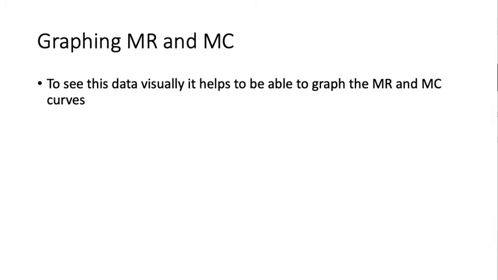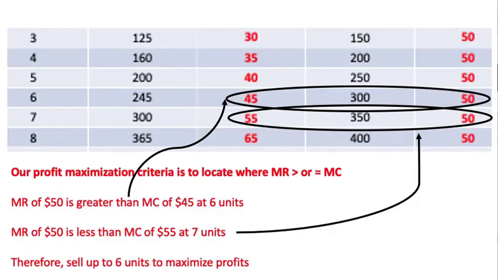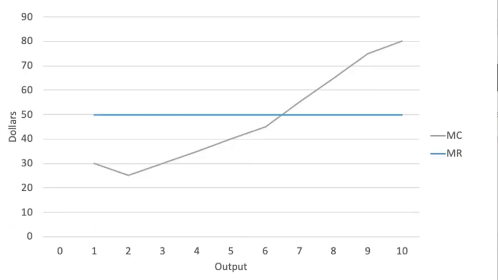If we graph marginal revenue and marginal cost, the two red columns, we get a graph that looks something like this. Marginal revenue is the blue line, consistent at $50, where our x-axis is output and our y-axis is amount of dollars. Marginal revenue is always 50, so that's why it's a straight flat line, while marginal cost is an upward sloping line. Marginal cost is lower than marginal revenue for the first half of the graph, and in the second half, marginal cost is greater than marginal revenue, which would depict losses.